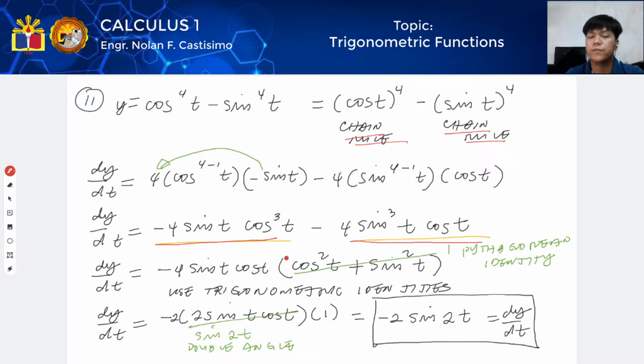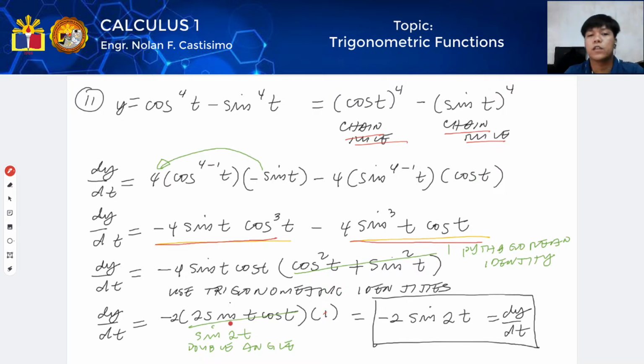Okay? So guys, ito naman, cosine square t plus sine square t is equivalent to 1 lang yan. Bakit naging 1 na lang yan? Nandiyan sa parenthesis. Using the Pythagorean identity, which is under trigonometric identities. Okay, so you have to review the trigonometric identities. Ayan, nakalagay, use trigonometric identities. Now, ito naman, negative 4 sine t cosine t ay can be factored as negative 2 parenthesis 2 sine t cosine t. Okay? So, yung 1 kanina, dyan, ito na yung 1.